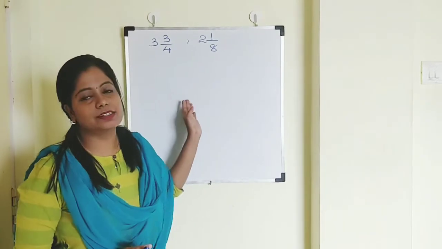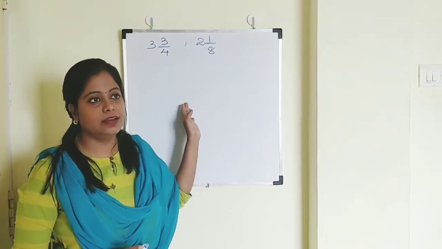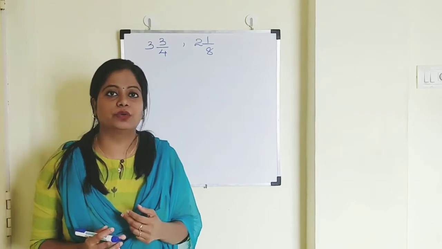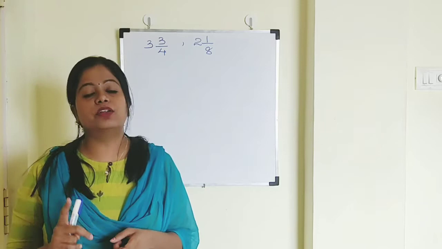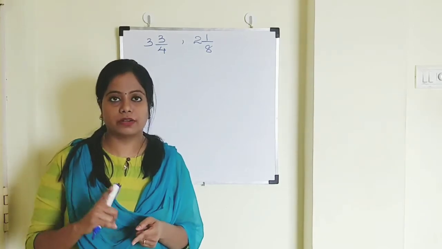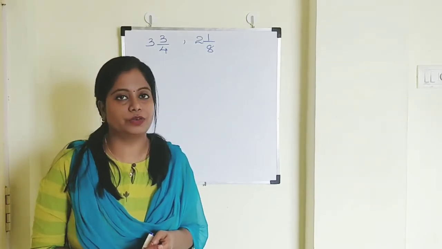Okay, so here's another sum which we are going to work out for addition. So now you know how to add two different fractions. If the denominators are the same, you are going to add them directly. If the denominators are not the same, what are you going to do? You are going to find the LCM and then add them.